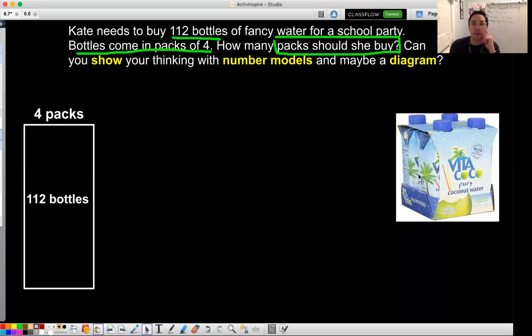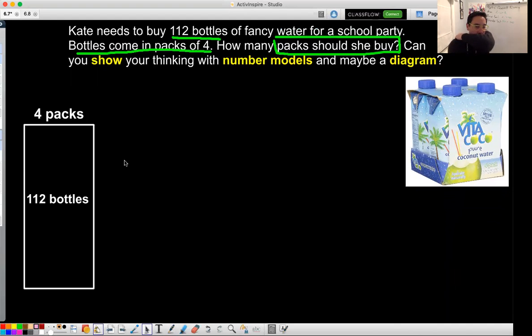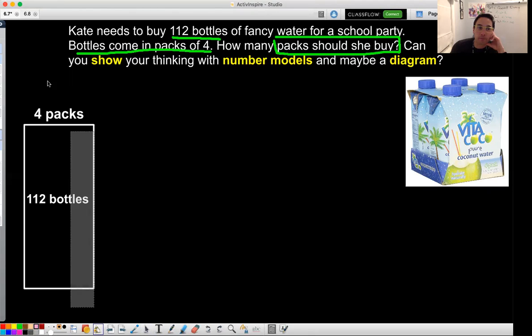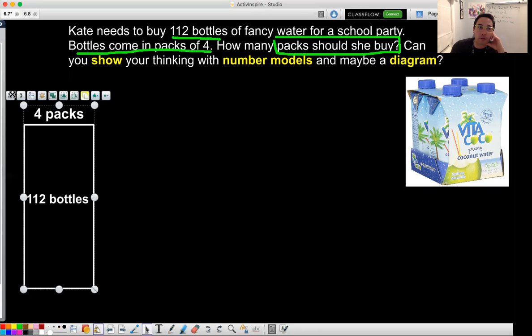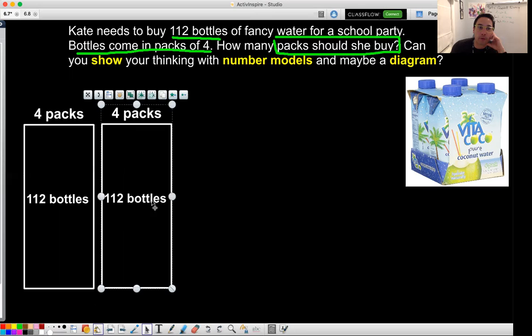So I've already started to set this up looking like partial quotients. So we have an area, or you can think of it like an array. Inside the array are going to be 112 bottles. We have those 112 bottles. How do we want to package those up? We want to pack them up into packs of 4. Okay, so we have groups of 4. So how many groups of 4 can give us 112? So that's what we're trying to figure out with how many packs should she buy. So I'm going to just keep that there to remind us that that's what we're going for.